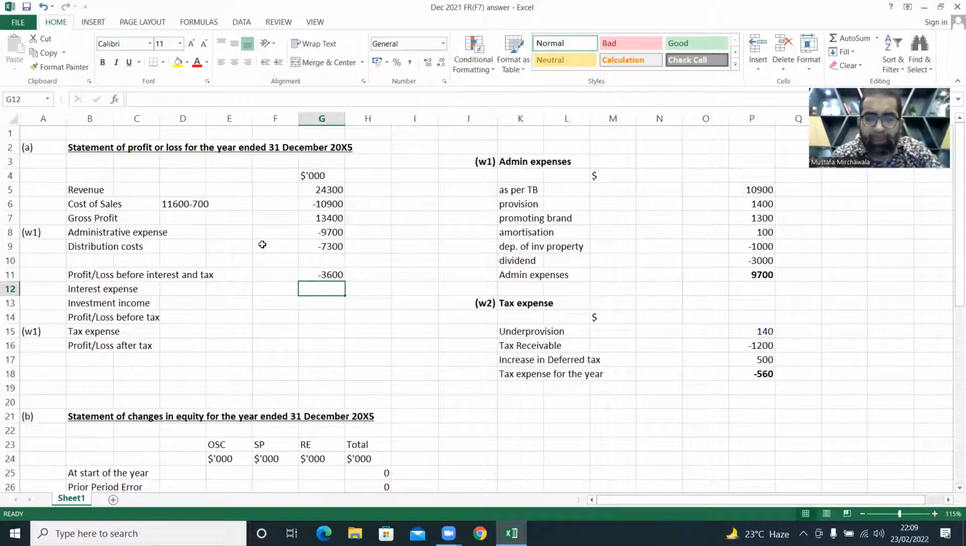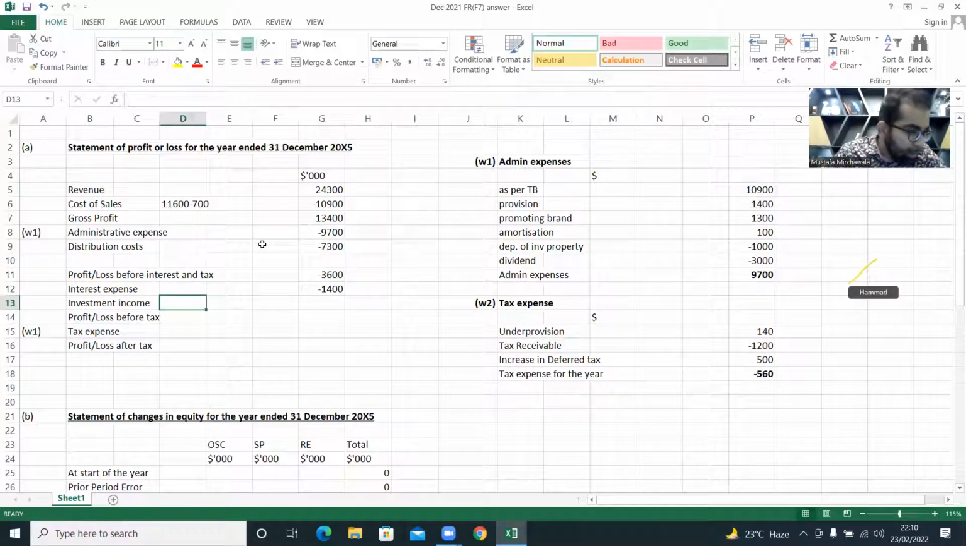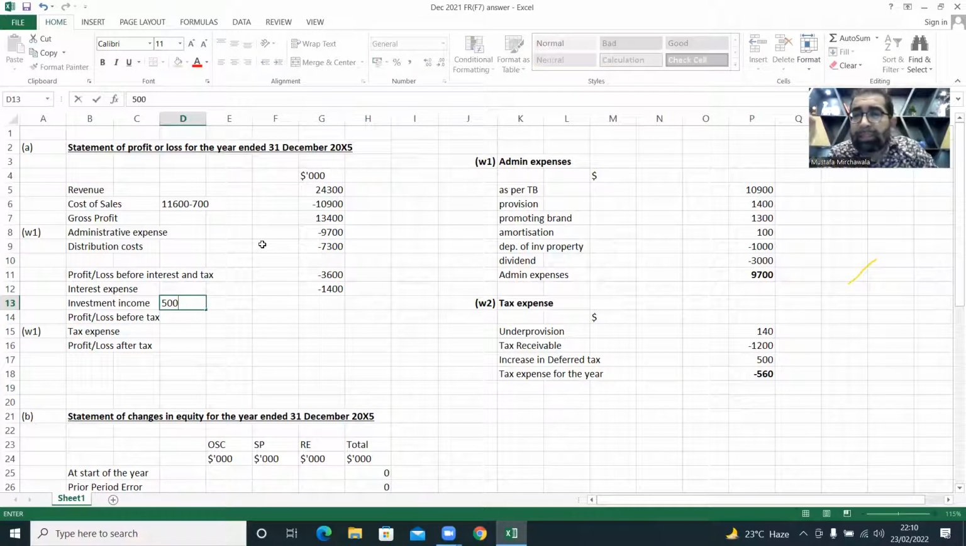Finance cost, or you write finance cost. Just pick from the question, it was 1400. And yes, this is the expense, so write it with negative sign. Investment income: already in the question, trial balance, investment income was 500.